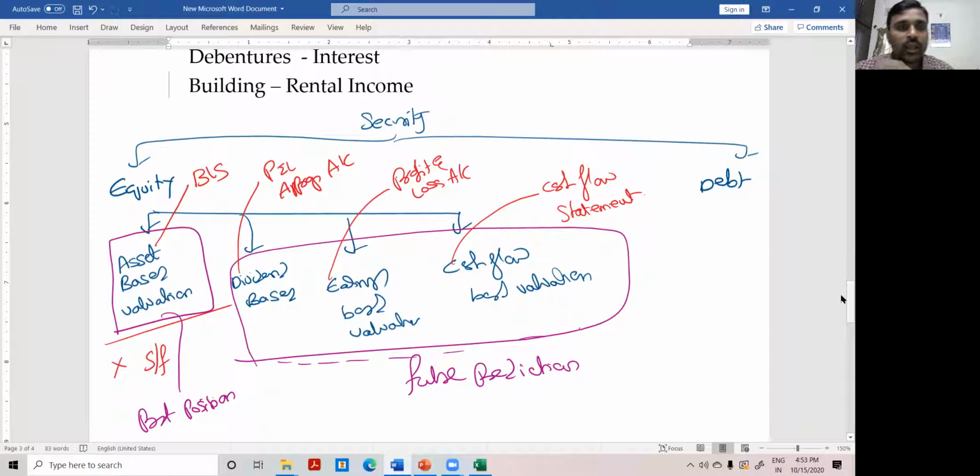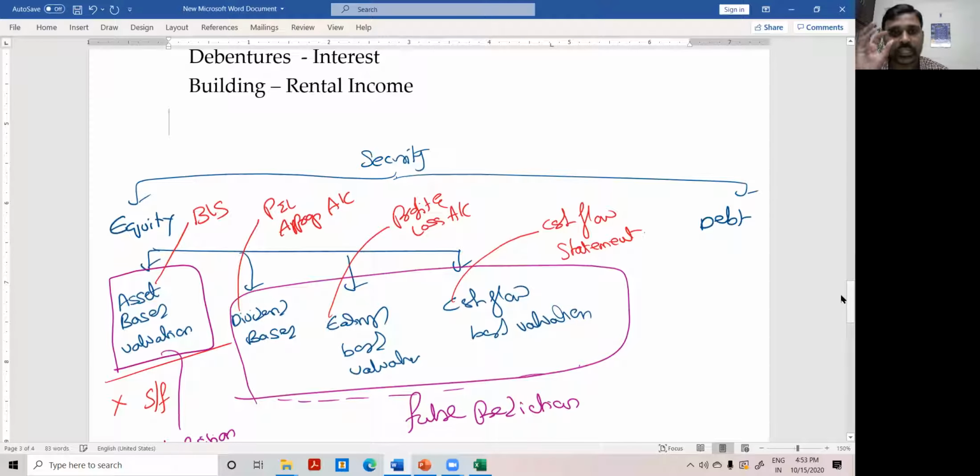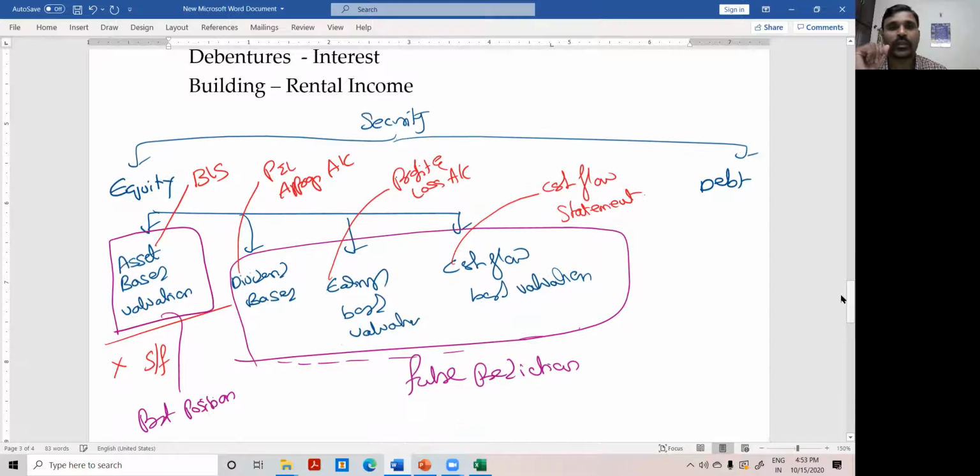For that matter, not only for the software company, asset-based valuation may not be appropriate for any type of industry. It can be the safest, most conservative, less risky method, but not the optimum method. What is conservative and what is optimum? Conservative means no risk, no loss. Optimum means not only no risk, but also high return.